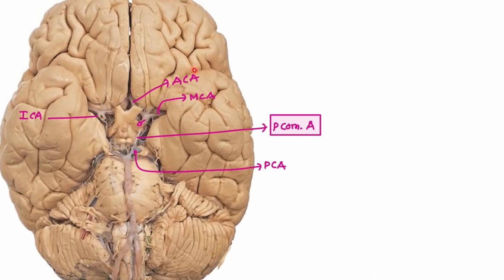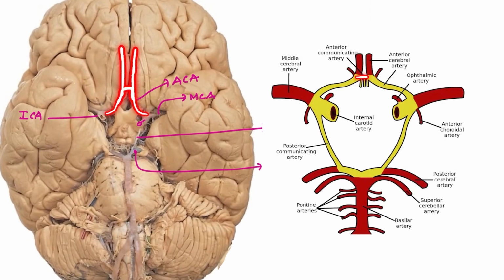So these are the anterior cerebral arteries. These two anterior cerebral arteries, here and here, arise from the internal carotid arteries and run along the medial aspect of the cerebral hemisphere, and they are connected by the anterior communicating artery. Look over here.